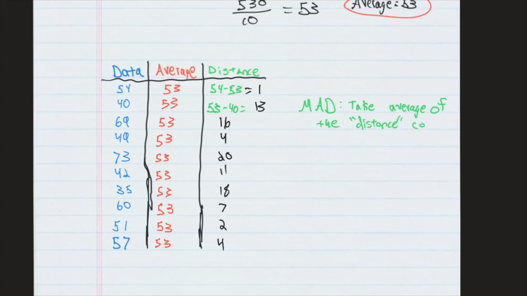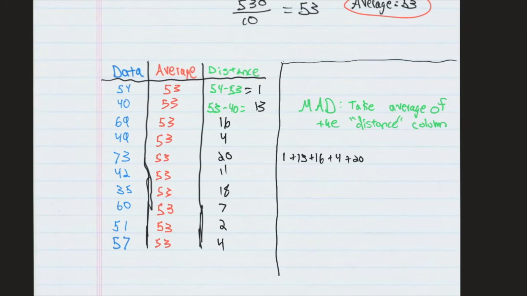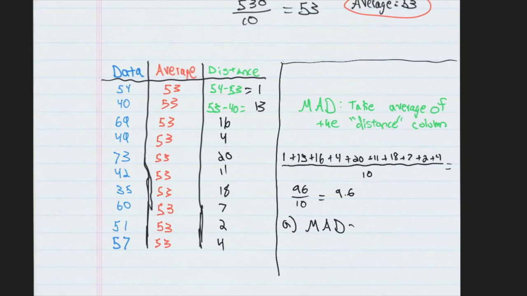So take the average of the distance column, which are all these numbers here. So that means I'm going to be doing 1 plus 13 plus 16 plus 4 plus 20 plus 11 plus 18 plus 7 plus 2 plus 4, divided by 10 because I have 10 numbers. And then you add those numbers up, you get 96 divided by 10, which is 9.6. So for part A, the mean average deviation is 9.6.